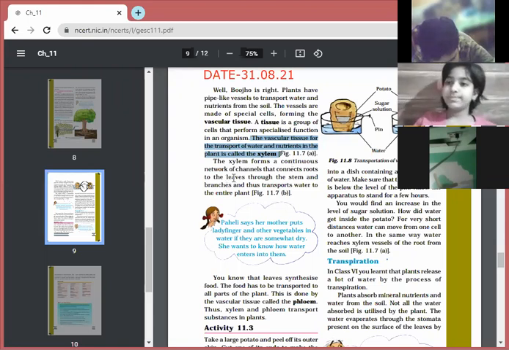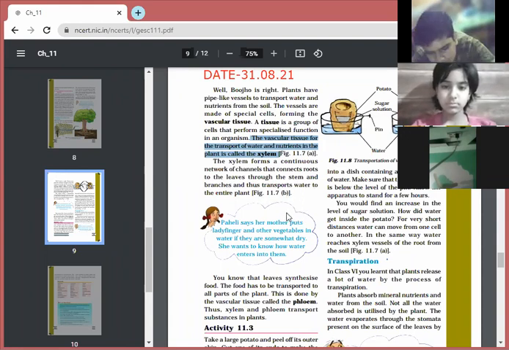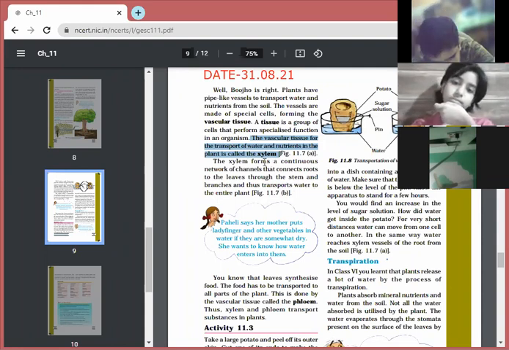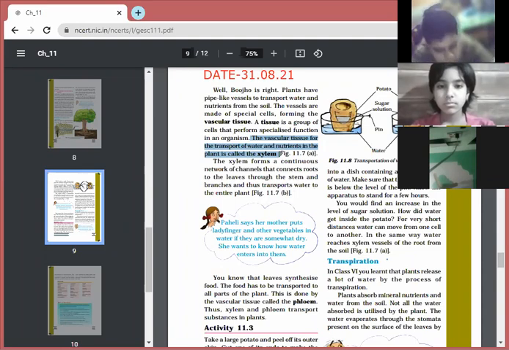And it is a continuous network of channels that connect roots to the leaves through the stem and branches, and transport water to the entire plant. So I hope I am very clear with it. So about two vascular tissues in the plants we have read: one is xylem and the other is phloem. So the function of both you should know.